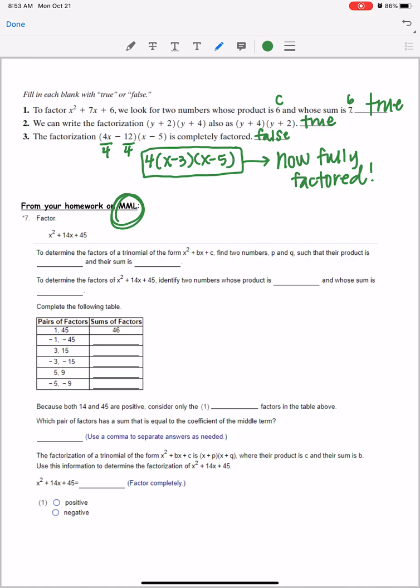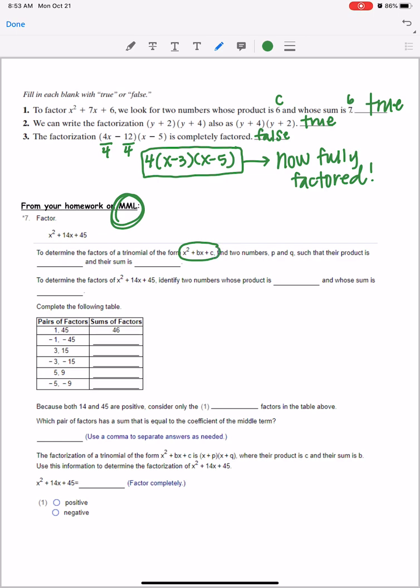It says to determine the factors of the trinomial in the form of x squared plus bx plus c, find two numbers p and q such that their product is blank and their sum is blank. A lot of people go to this one and say that their product needs to be 45 and their sum needs to be 14, but that's not what it's looking for on this one. That's what it's wanting on this next part.